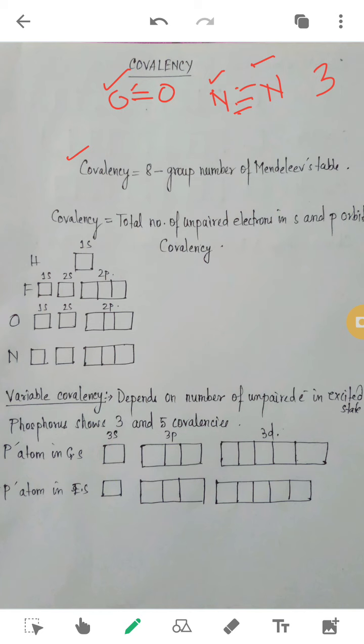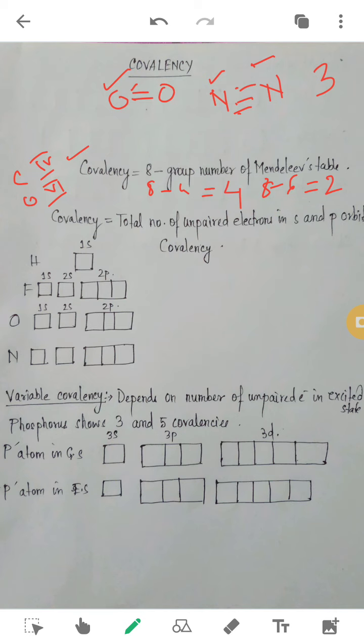It is 8 minus the group number in the Mendeleev's table. For example, carbon comes in the 4th group in the Mendeleev table. So 8 minus 4, that is, the covalency of carbon would be 4. In this way, oxygen comes in the 6th group in the Mendeleev table. So 8 minus 6 equals 2 will be the covalency of oxygen.